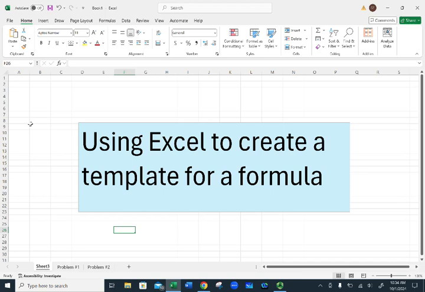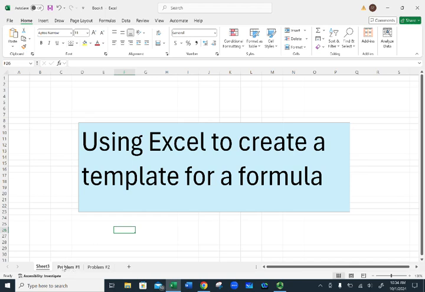Now, neither one of these two problems has to apply to the course that you're in. You could apply this to statistics, to algebra, to calculus, to finance. We could use this for any type of math where you have a formula that you're plugging numbers into to calculate an answer. Okay, so let's get started.